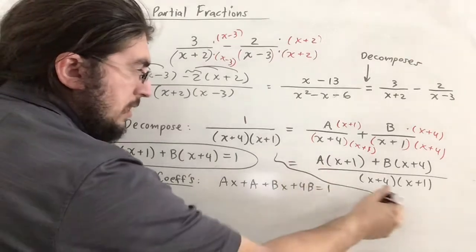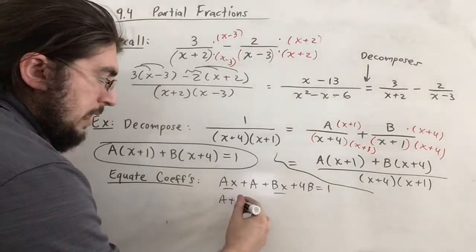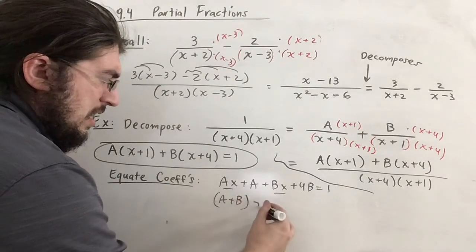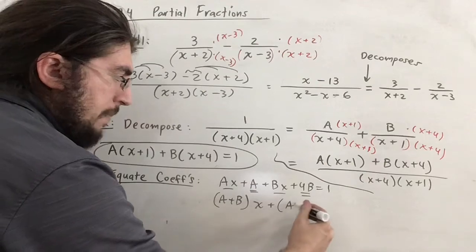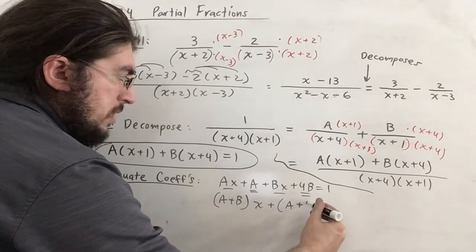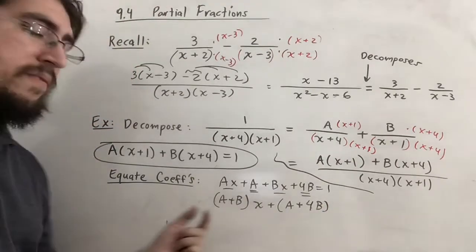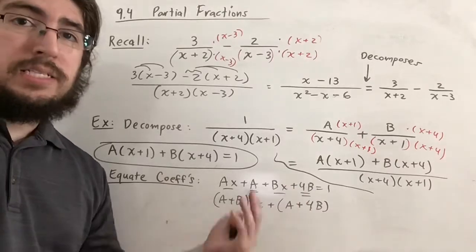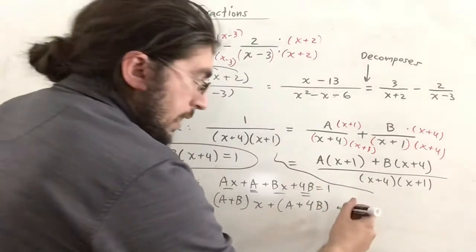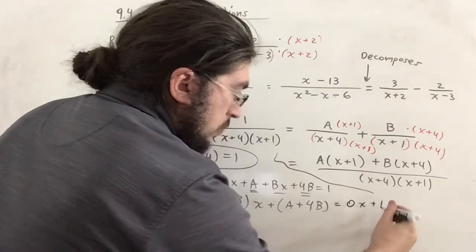Let me kind of separate this. Okay, so now notice the x terms combine to a plus b times x, and the constants combine to a plus 4b. They don't really combine, but what we're doing is grouping them together so that we have a number times x plus a number. And I want to write the other side as such as well. So this 1 we can actually write as 0 times x plus 1.